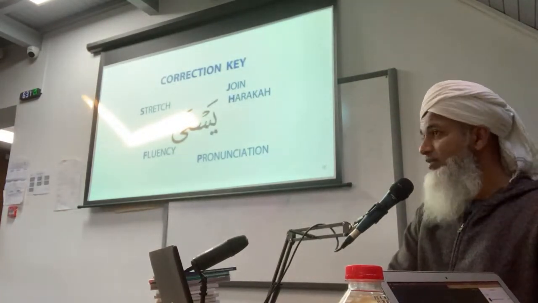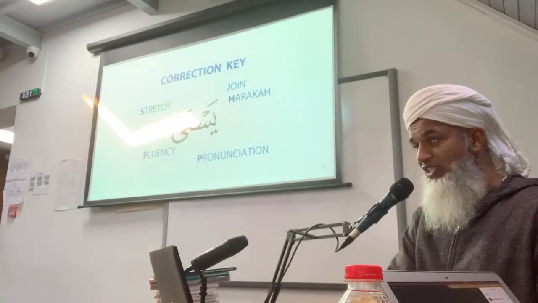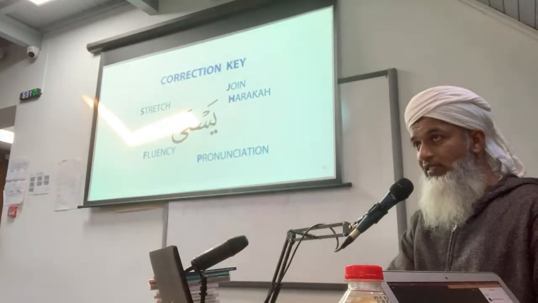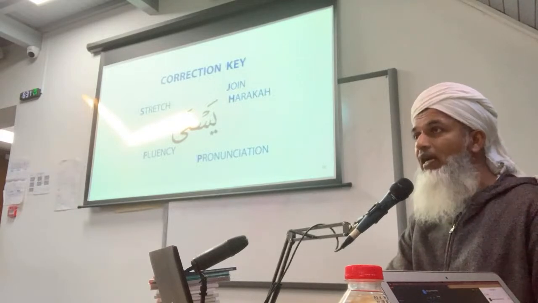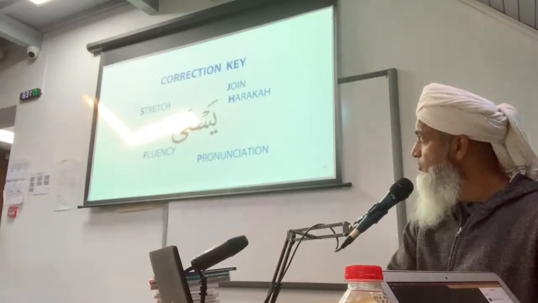If it's a pronunciation mistake, they said yasha instead of yassa. So they said it's sheen. You put a P there for pronunciation. If it's a fluency mistake, so instead of saying yas'a, they said yas'a, and they had a bit of a gap in between. You put an F there, which was a fluency mistake.